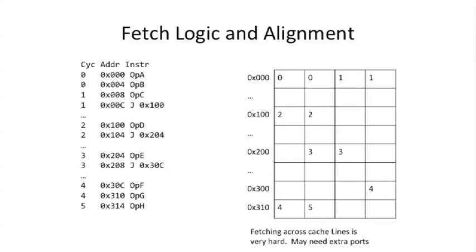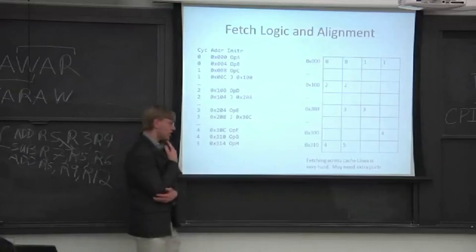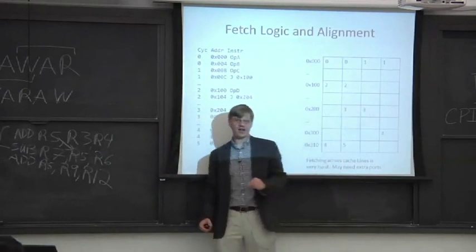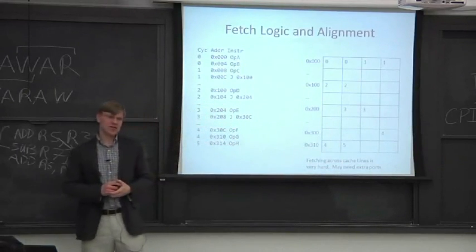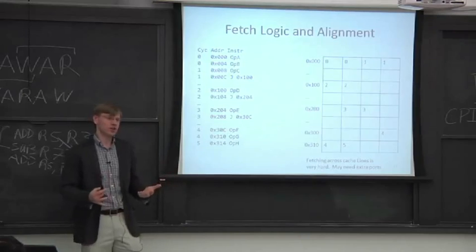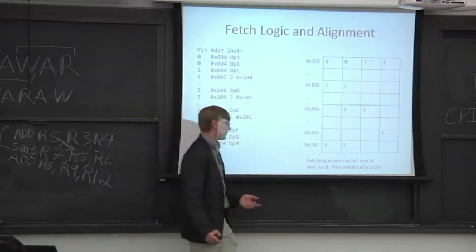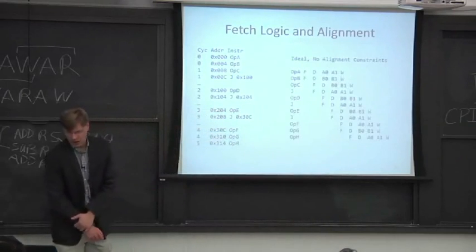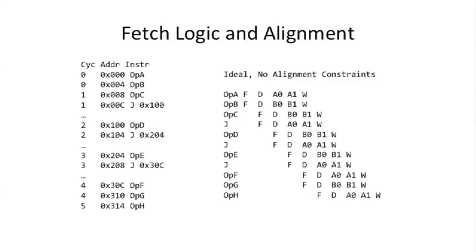So some things that can be really hard to make work out right are fetching across cache lines, and possibly even fetching randomly inside of a cache line, depending on your fetch unit logic. And like I said, we might need extra ports on the cache. Here's this code executing. And as you can see, we don't get any introduced stalls. It just executes this, then this, then this, and you can execute 2 instructions every single cycle.